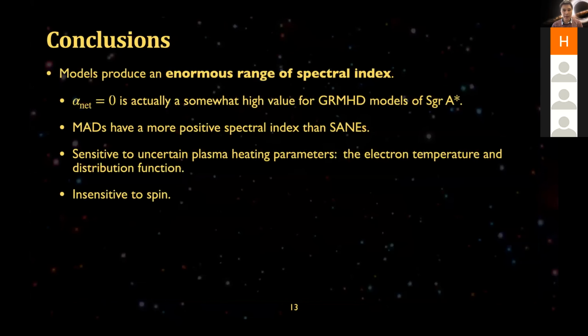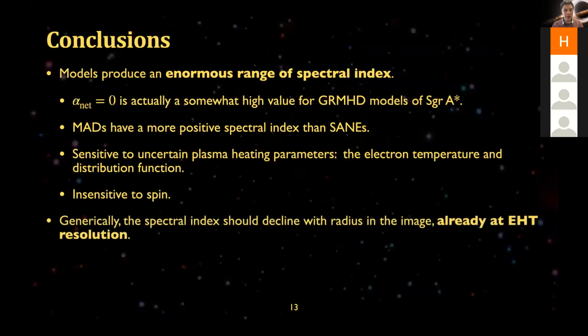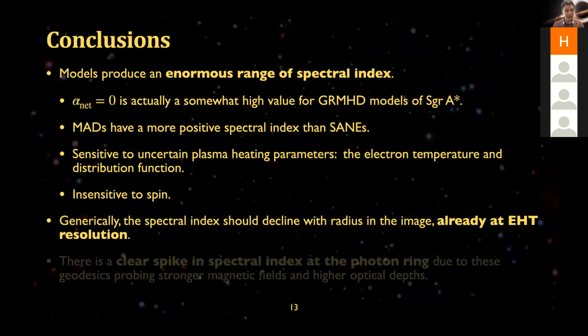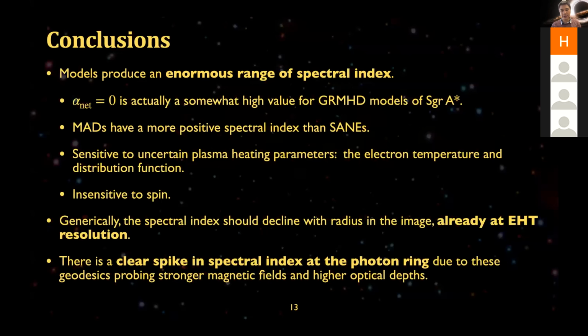And so in conclusion, models produce an enormous range of spectral index that we can use to discriminate models. Alpha net of 0 is actually somewhat high for Sag A star for the GRMHD models that we looked at. MADs tend to have a more positive spectral index than SANEs. They're sensitive to the uncertain plasma heating parameters, not so much to spin. Generically, the spectral index ought to decline with radius already at EHT resolution. So this is something that we could potentially see very soon. And there's a clear spike in spectral index at the photon ring. This happens to be because geodesics probe stronger magnetic fields and higher optical depths. So thanks. I'm happy to take questions now.